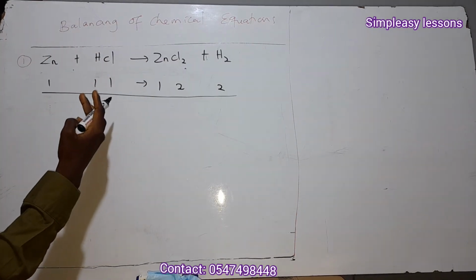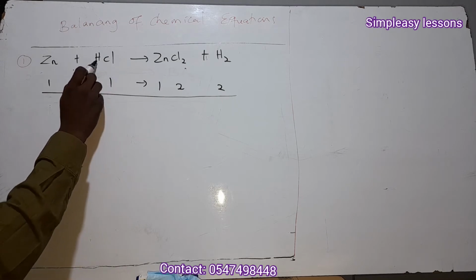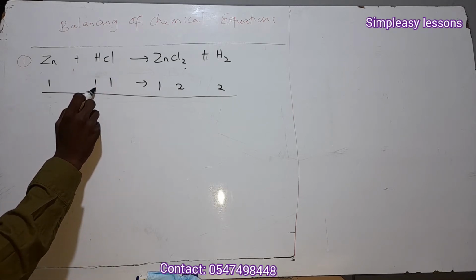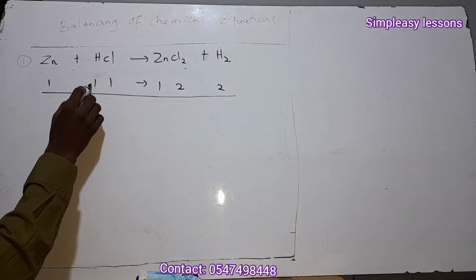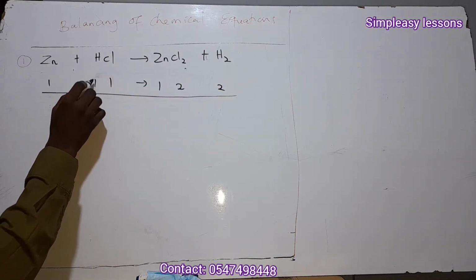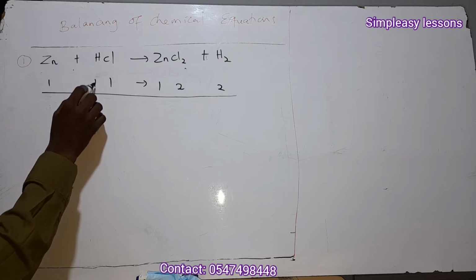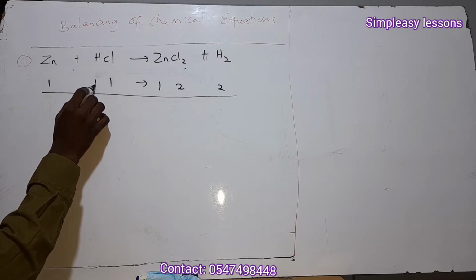I'll move on to the next element, which is H. How many of the H do we have here? We have one of the H here. How many of the H do we have here? We have two of them. So how do I make this one also 2? You don't change it to be 2. You put a number here to multiply the 1. What number will multiply this 1 to give you 2?